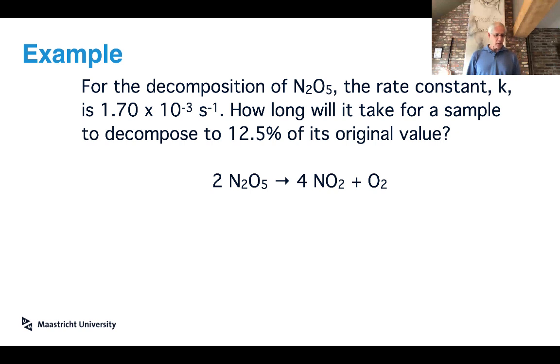So here's an example that I think I've got worked out on YouTube as well. For the decomposition of N2O5, the rate constant K is 1.7 times 10 to the minus 3. We want to know how long it will take for a sample to decompose to 12.5% of its original value. And we've got our reaction right down there. We've got our value for K. Throwing a little bit of a curveball in there because we want to know how long it's going to take to get to 12.5% of its original value. Again, give it a shot on your own, and if you can't get it, go check the solution.